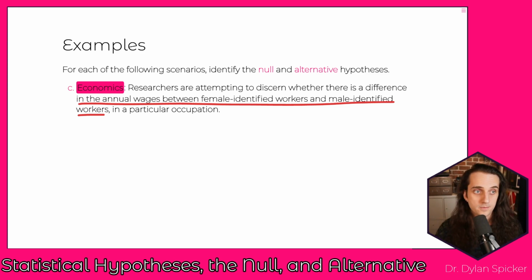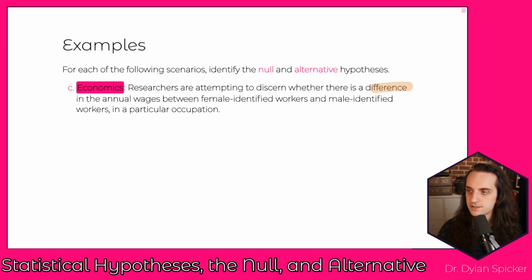The second thing to note, I guess, is that there are two parameters going on, right? There's the annual wages for female-identified workers and the annual wages for male-identified workers. So this is going to be a statement based on two different parameters. But ultimately, they want to show if there is a difference, right? Is there going to be a difference or not?